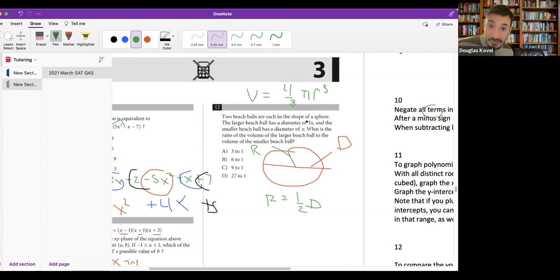So one thing you can do, which some students do, which isn't wrong, it just makes the math a lot messier, is they simply divide diameter by 2 to get the radius is 1.5x and the radius of the small ball is 0.5x, and they plug those both into the formula.